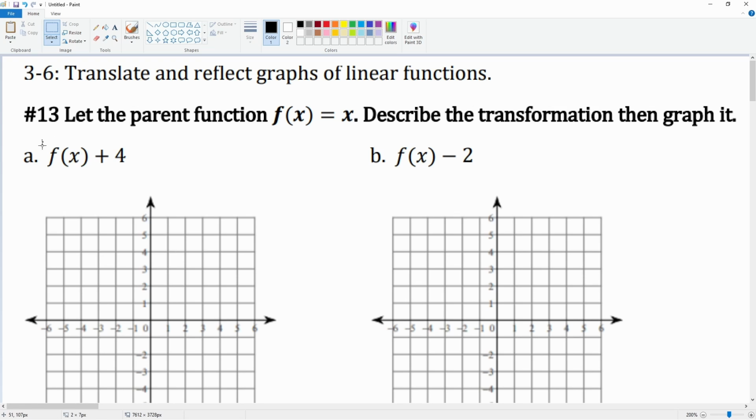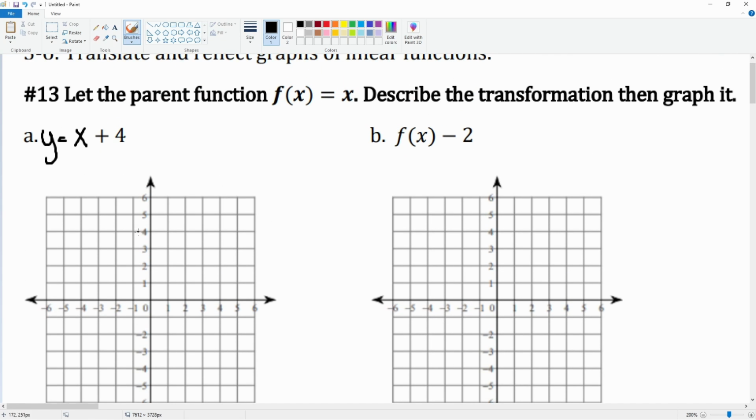So all we do here is replace the f of x with the x because that's what it says. Okay, f of x equals x. Make sure it's an equation, so we make it y equals. Now we can just graph that. So all we have to do here is put the y-intercept here at 4, go up 1, across 1, up 1, across 1, and then now just connect the lines, okay?